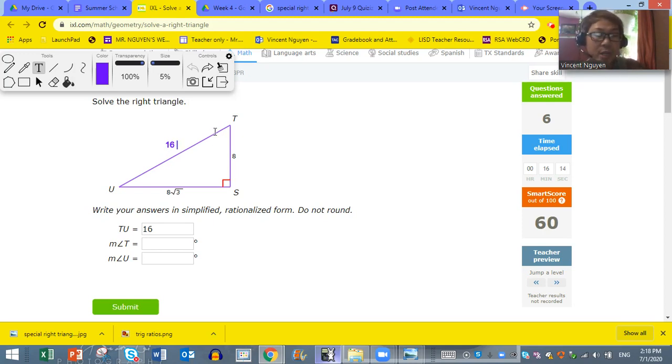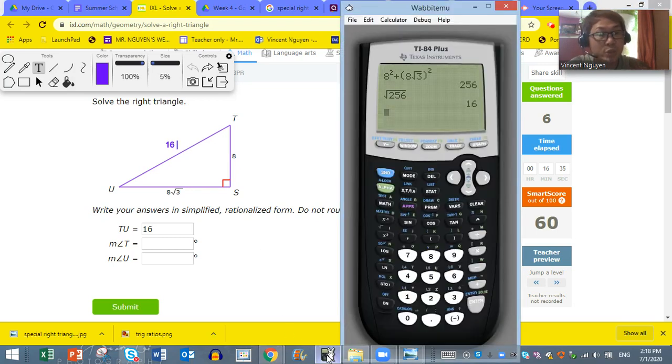But I'm going to use trig to show you that if you use trigonometry, you can solve any right triangle. It doesn't have to be special or non-special. Any of them will work. Anyway, I know this side is 16, so I'm going to use adjacent and hypotenuse to solve this. If you're doing adjacent and hypotenuse, you're doing inverse of cosine, right?